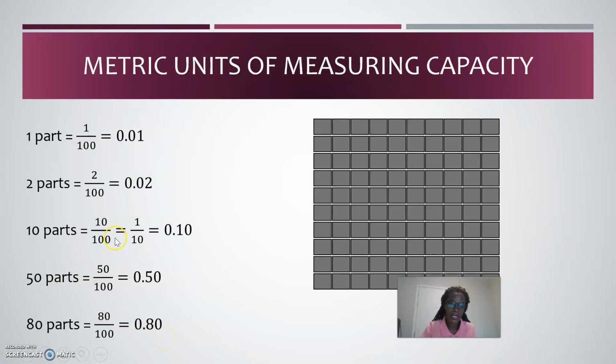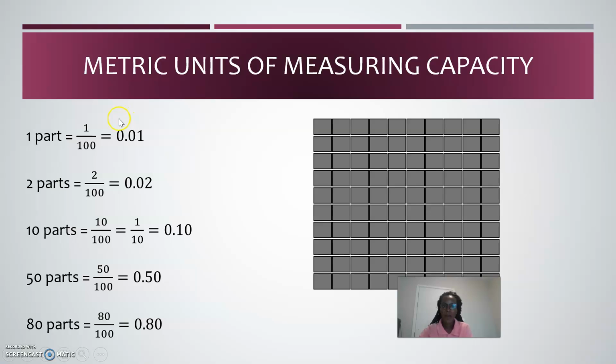Another way you could look at it is say that you have 10 over 100. There's a 0 up here, there's a 0 down here. This 0 can cancel with that 0, and again you're left with 1 over 10. The same thing applies for 50 parts. If you have 50 parts, that is the same as saying 5 over 10. And then 5 over 10 is just 0.5. The same goes for 80 parts. If this is 1 ten, 2 tens, up to 8, it will be 8 over 10, which is just 0.8.